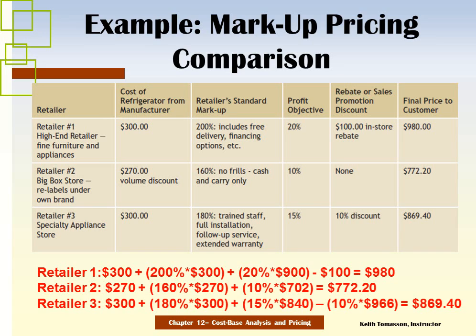So we can see that different retailers will have different pricing strategies. They will have different bargaining power. They will have different profit objectives and different policies on granting either rebates or discounts in the store. And so that can affect the final price that the consumer will pay. So an interesting example of how pricing strategies can affect the final price to consumers.